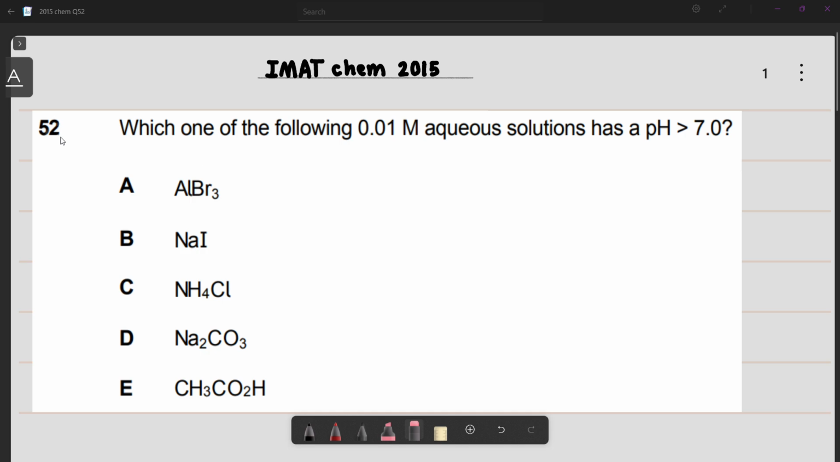Welcome back. This is Chemistry question 52 from the IMAT 2015 past paper. So I will be explaining how to solve this question. So let's move on forward.